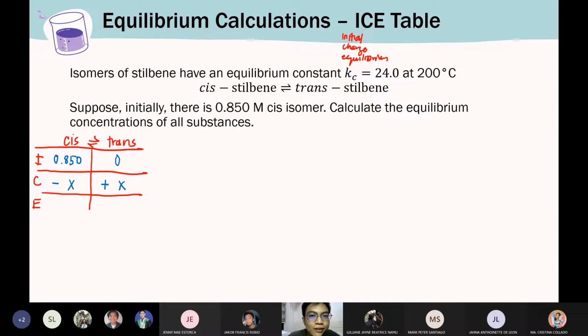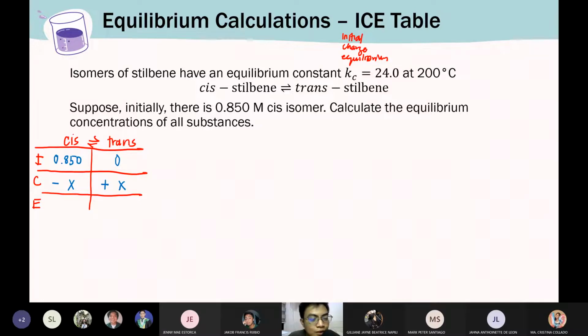So, nafe-feel nyo na ba yung gagawin natin mamaya? Mukhang magko-quadratic tayo. Mag-algebra tayo. Okay? Mamaya pa pala yung quadratic. Mag-algebra tayo later, ha? Okay. So again, for the change, sometimes you just need to apply basic reasoning. Kapag walang sinabing products, edi siya yung madadagdagan. Kung walang sinabing amount, yun yung madadagdagan. And then the other side of the reaction, sila yung mababawasan. Okay?